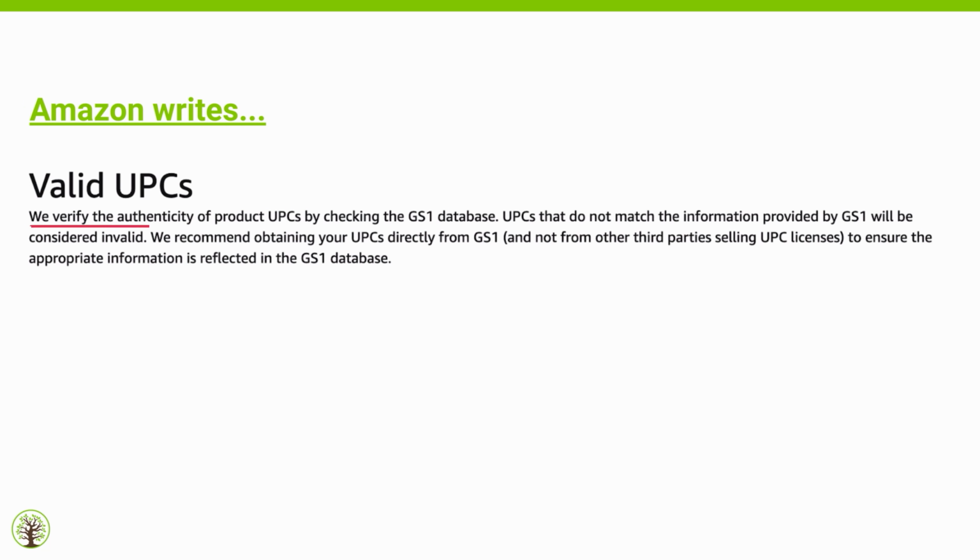Amazon has something to say about this. We verify the authenticity of your product UPCs by checking what is called the GS1 database. UPCs that do not match the information provided by GS1 will be considered invalid. We recommend obtaining your UPCs directly from GS1 and not from other third parties selling UPC licenses.